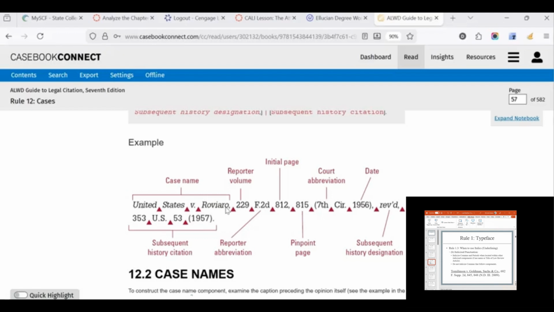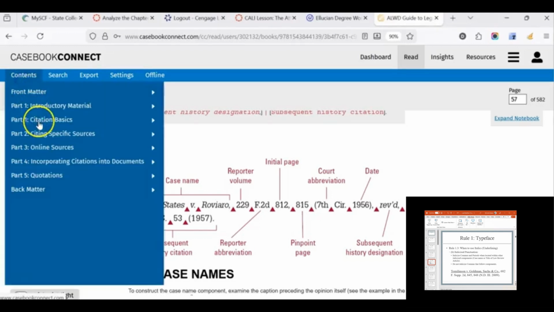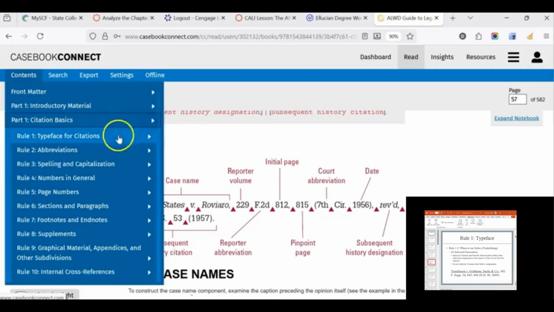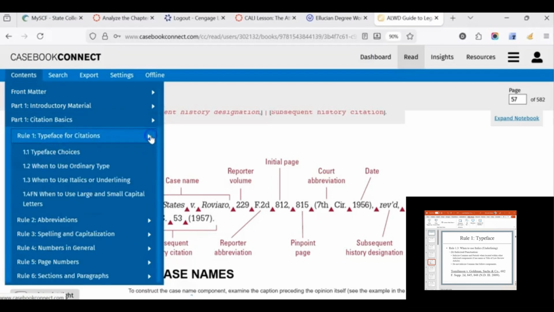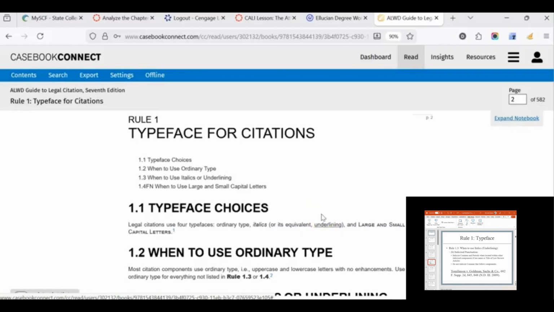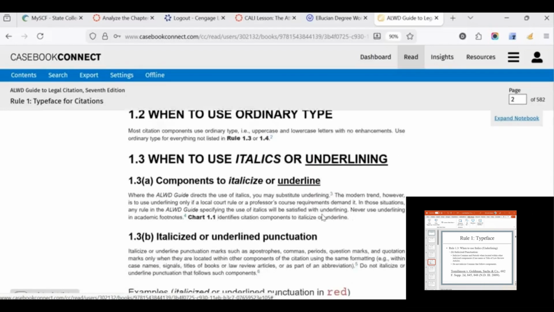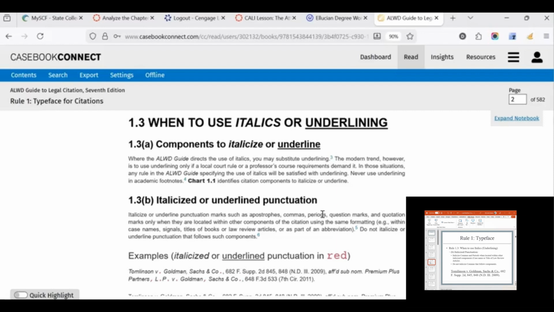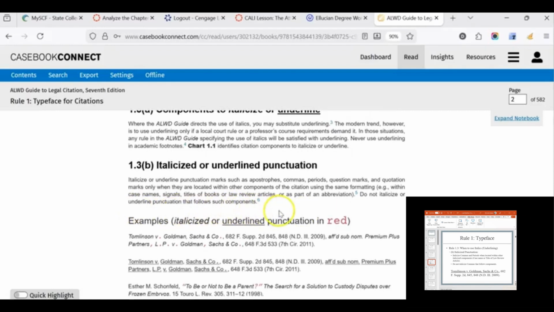All right. Rule 1.3b. Italicizing or underlining punctuation. So here it says you can italicize commas and periods when they're located within other italicized components. So if it's part of the component, you have to italicize it.